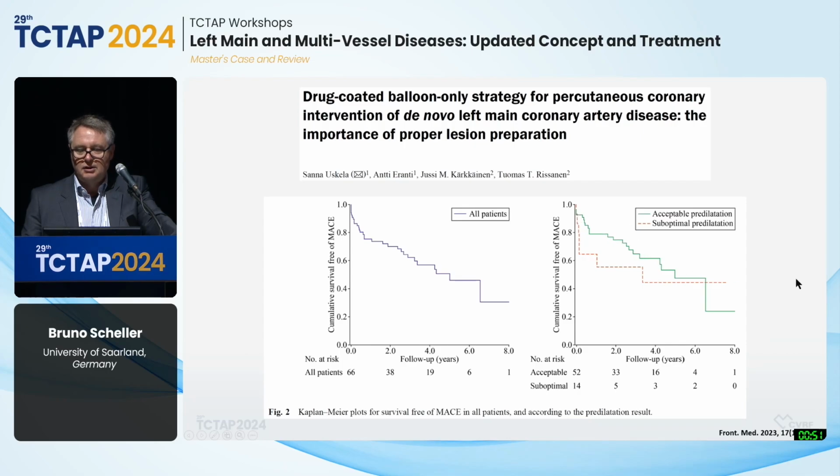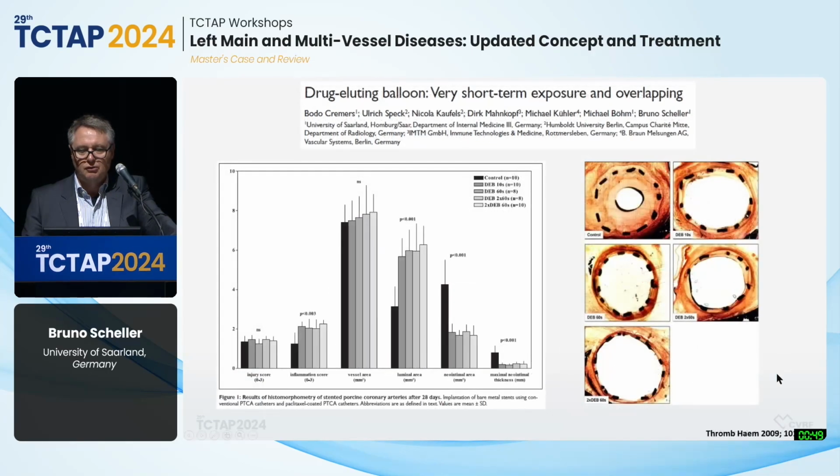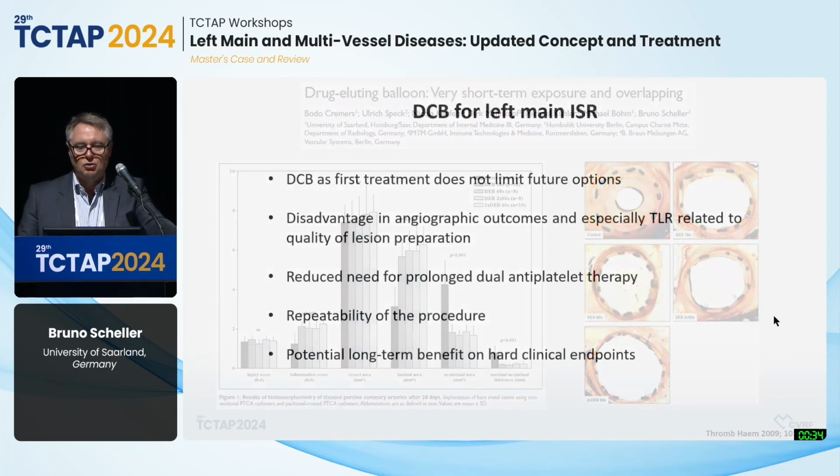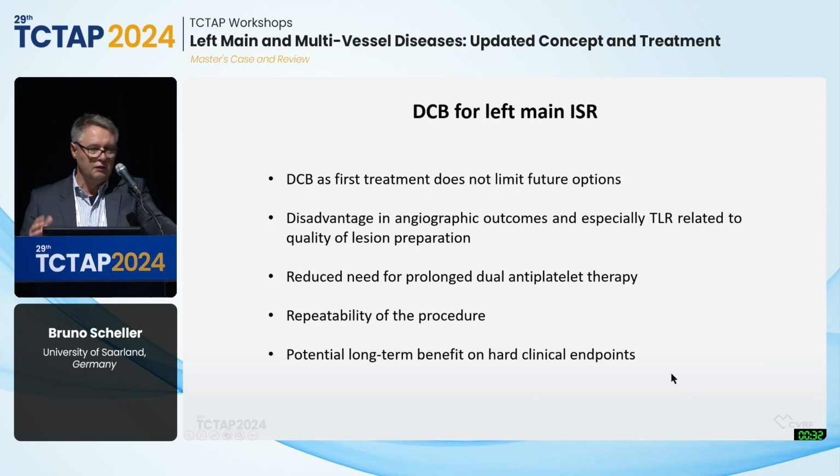Lesion preparation is still key here. These are data from Simon Eccleshall, from Thomas Rezan from Finland. One of the questions is how long should I inflate DCB? We know from the animal models that with 10-second inflations in pigs we already have the full effect. So I think it's feasible to go down to 20 seconds if you have issues with hemodynamics.